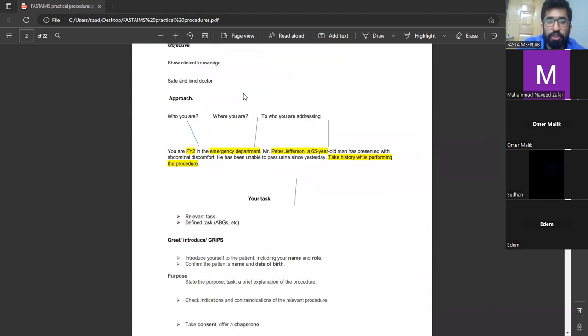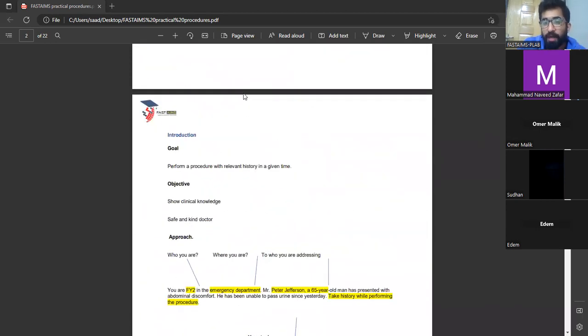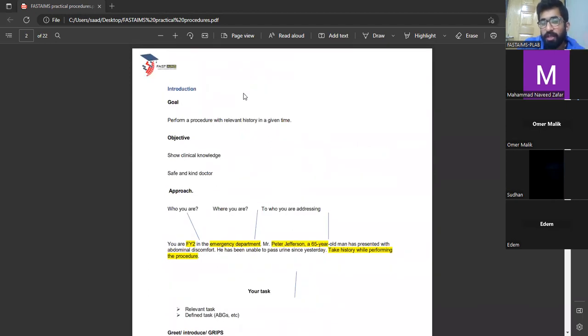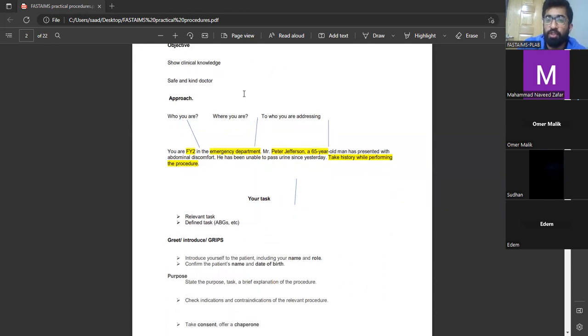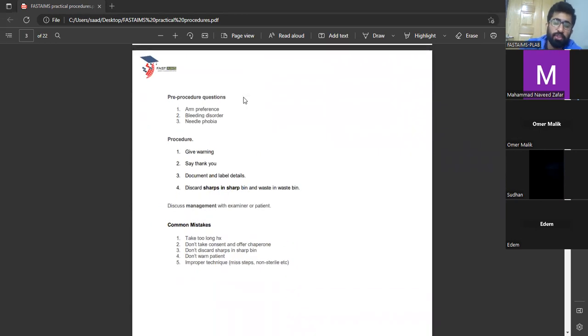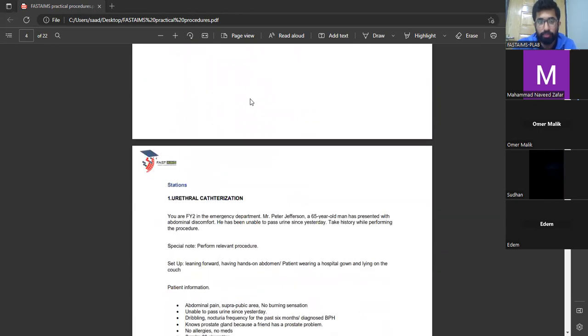So this is a simple approach for today's scenario, which is a practical scenario. First, you have 90 seconds outside the cubicle, enter the cubicle, greet the patient, state the purpose, and then indications, contraindications, take consent, chaperone, perform the procedure, check the patient, warn the patient whenever you are going to do a step on the patient, and then label, document, thank the patient, and discard everything. Sharps in the sharps bin. Do not forget this. So this is the simple approach that we're going to use for the 5 scenarios that we're going to do now.